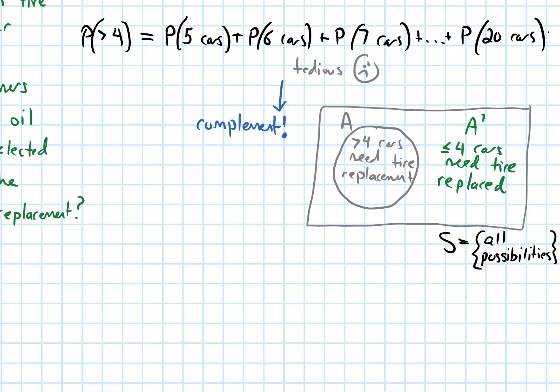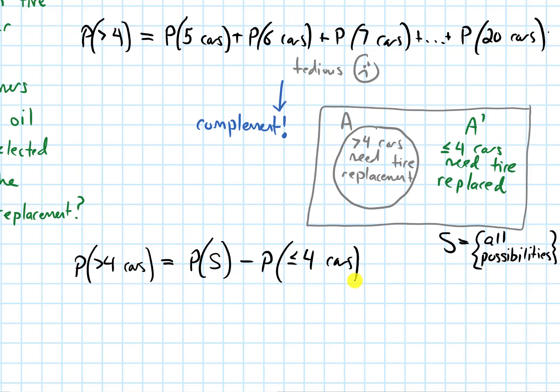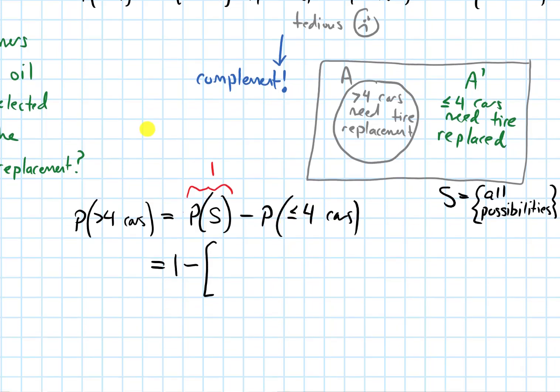Okay, so now that we have this diagram, we are ready to compute this probability using complements. If I want the probability of greater than 4 cars needing a replacement, I'm going to find the probability of the whole rectangle, the probability of my sample space, minus the probability of that complement set of less than or equal to 4 cars. And the probability of the whole sample space is always going to be 1, because that is every single outcome included. So we're going to have 1 minus the probability of less than or equal to 4 cars. And that, I can just tackle directly.